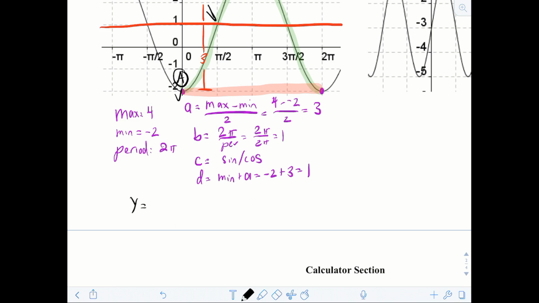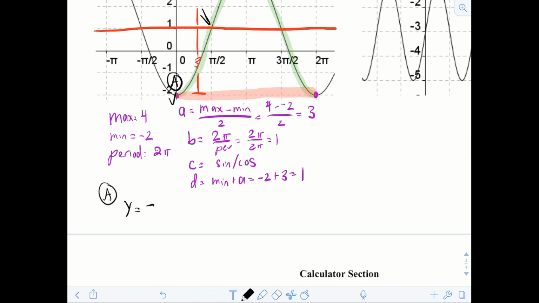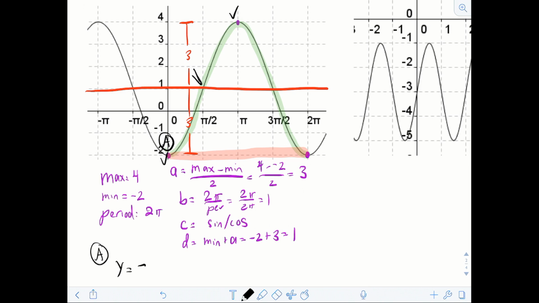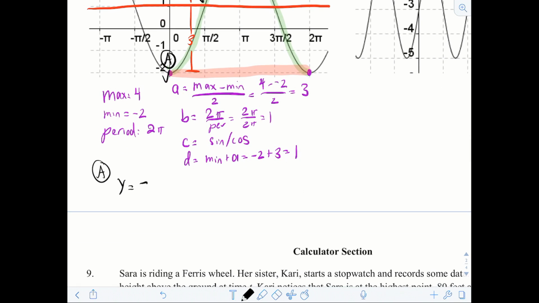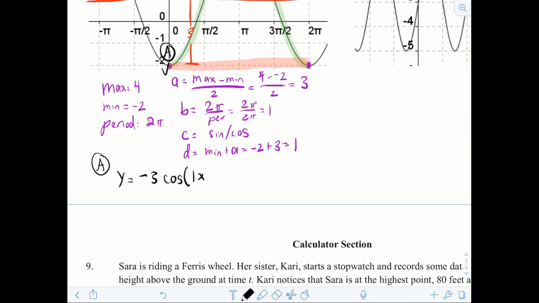So I'm going to write y equals, since I'm going to use A as my starting point. Since A starts at the lowest point and goes up, that would give us a negative cosine. Now, if it started at a high point, then it would be a positive cosine. So I start with negative my A value, 3, cosine of my B value, which is 1. So I can write that as 1x. There's no C value because I started actually on the y-axis. And then plus 1.